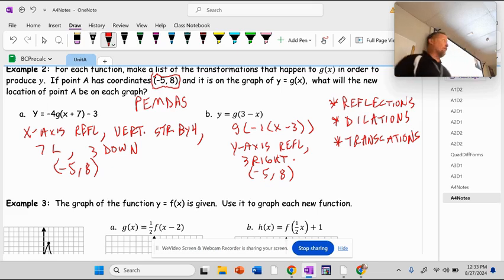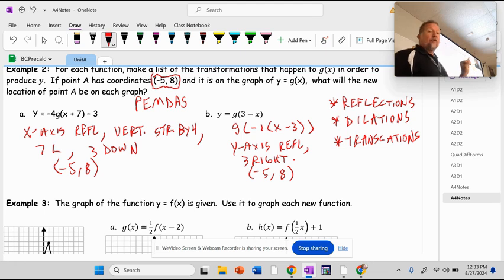Okay, does anyone have coordinates? First one should be okay. The problem with the first one is I have an x-axis reflection, right? Who does the x-axis reflection affect, x or y? Which coordinate gets affected when I reflect over the x-axis? That's the y coordinate. So you got to be careful. Like who's happening to what?